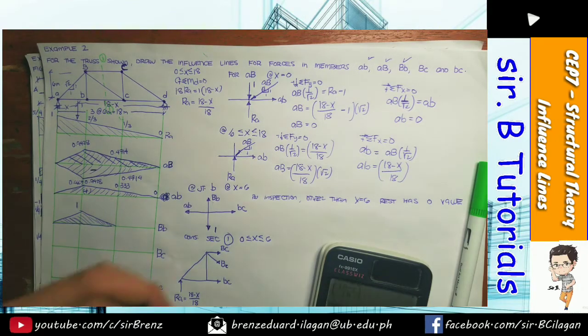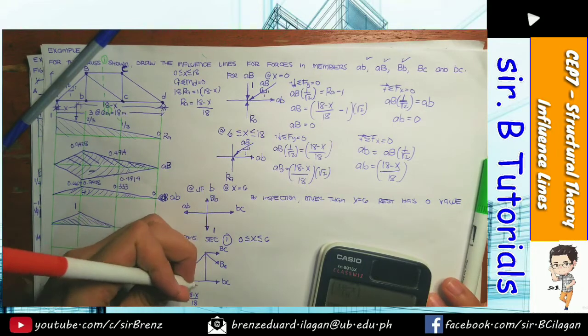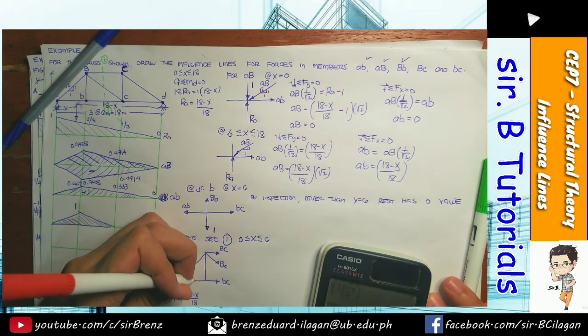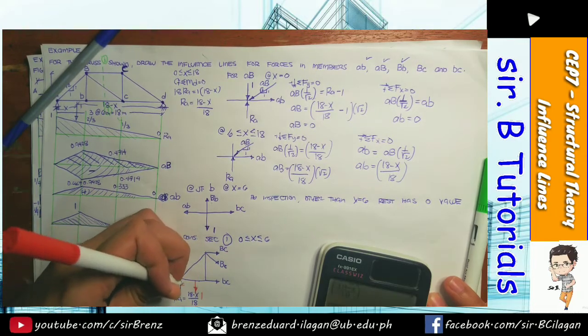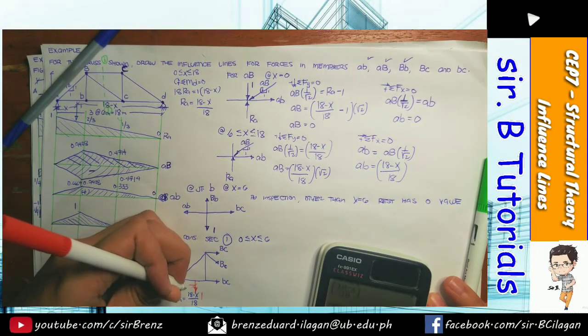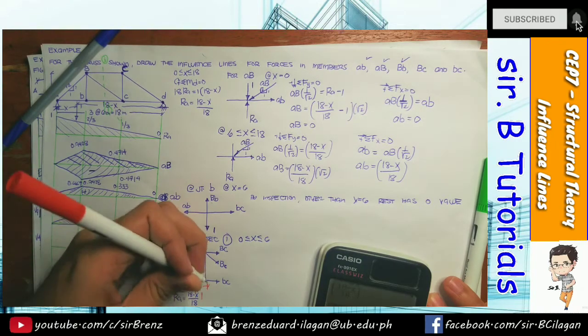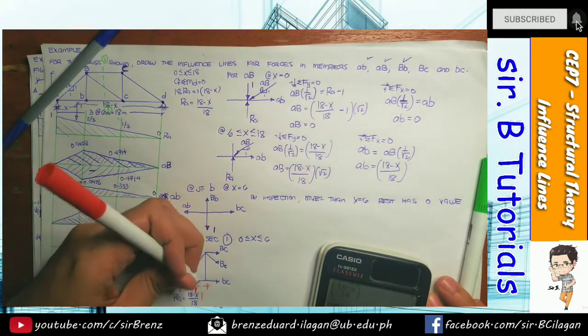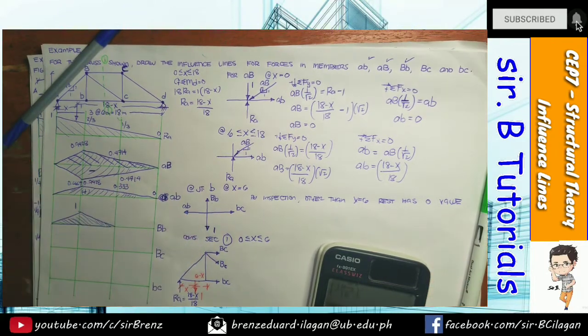So, unahin muna natin to. So, mangyari lang dyan, so, meron ka ditong 1 unit load. Ayan. So, this is X. And then ito is at a distance of 6 minus X.